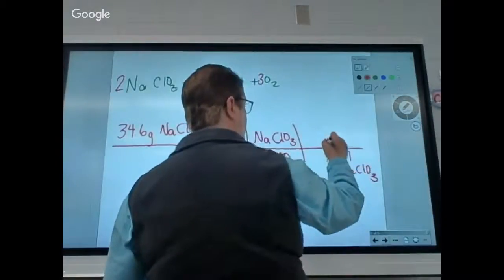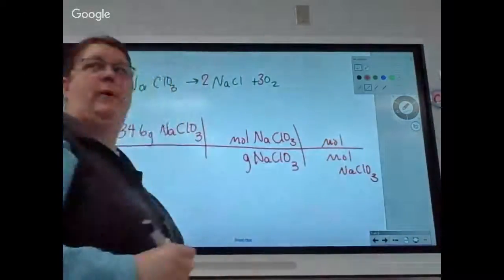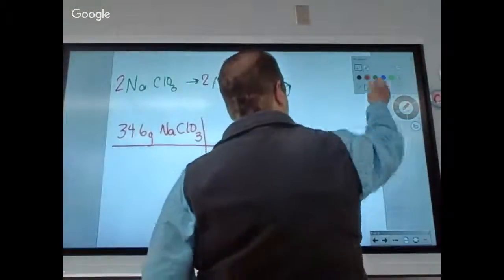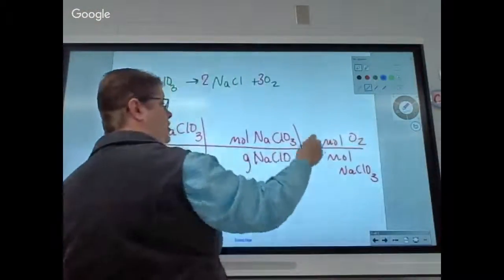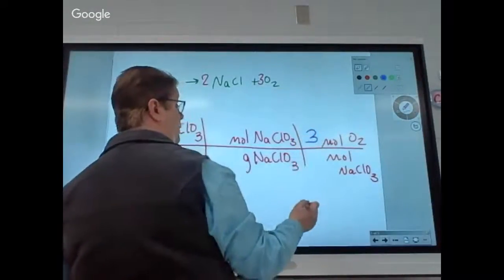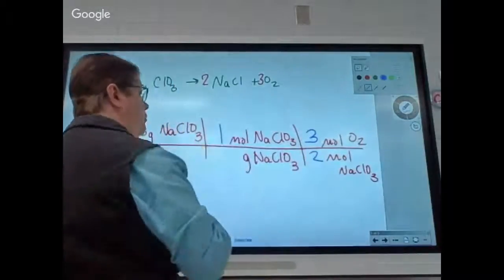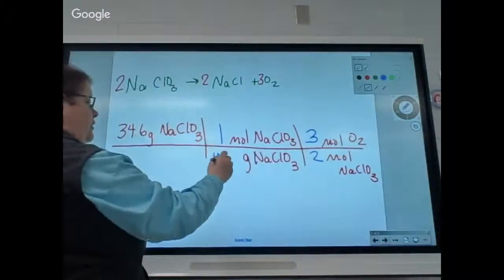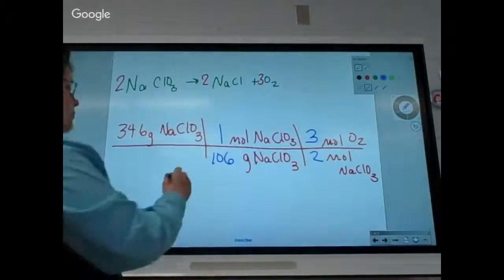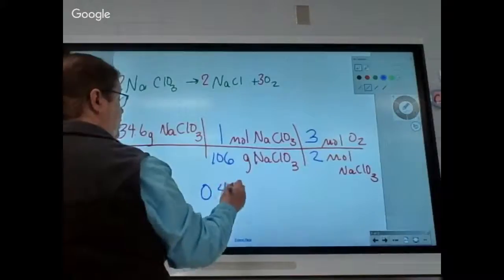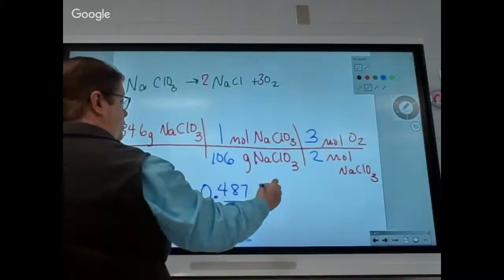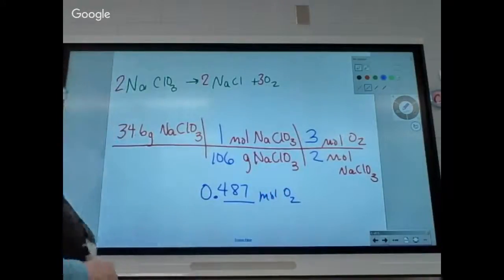All right, so we're going to put moles on top, so we can change compounds. What compound did they ask us for? Oxygen. All right, so this is our mole ratio. What's in front of oxygen? 3. And in front of sodium chlorate? 2. We put a 1 there. The mass of this one, when we add it up, is 106. So when we multiply and divide, what did I say that one was? And you need 3 significant digits, so those 3 are significant. Then moles of oxygen. Questions about 2?